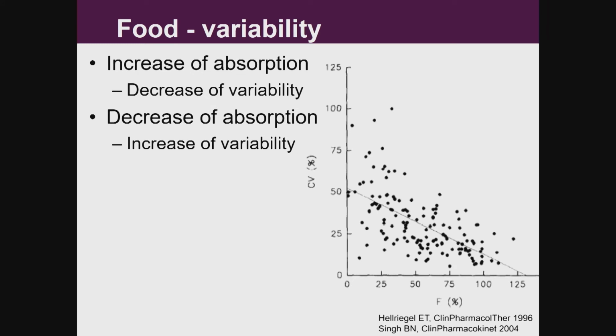Another pattern that I would like to present to you is the pattern depicted here. It is the variability of absorption plotted against the extent of absorption. If a drug is extensively absorbed, then the variability is lower. And you can imagine this. If a drug is 90% absorbed, a couple of percentages more or less is not going to be a big relative difference. However, if a drug is only absorbed 1 or 2%, then 1 or 2% more or less is a relatively big difference.